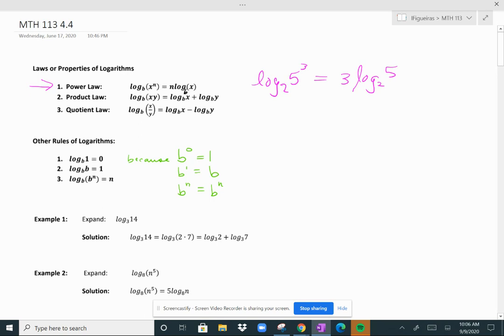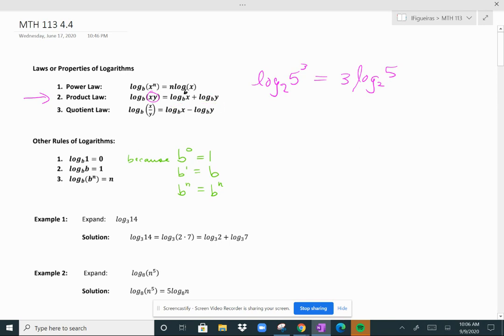The second one is the product law, which says log base b of x times y is the same as log base b of x plus the log base b of y. So the log of a product becomes the sum of the logs of those factors.